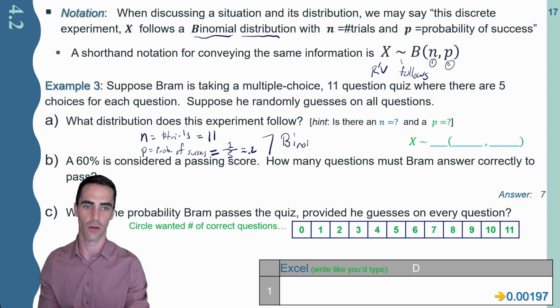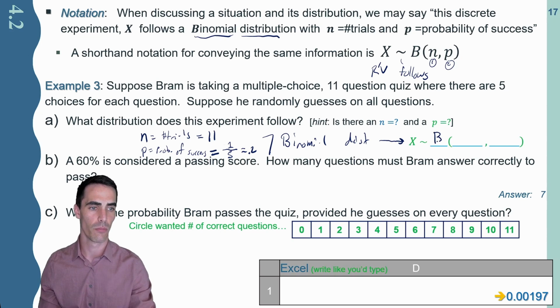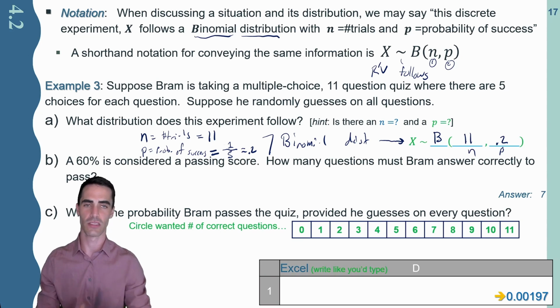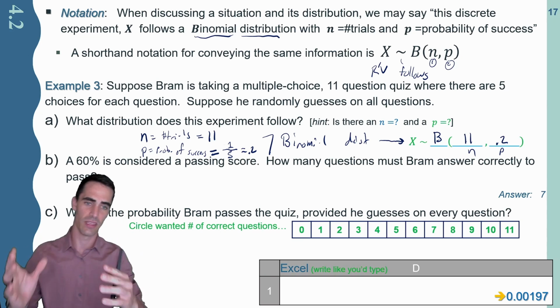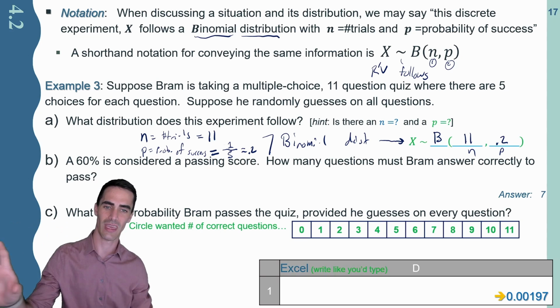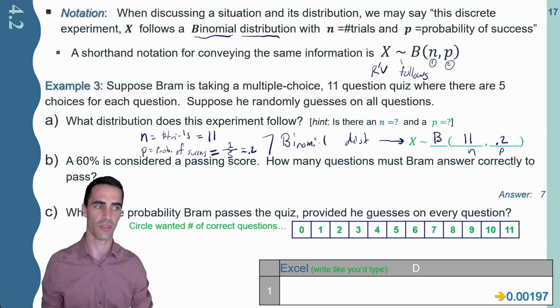I know this is going to follow the binomial distribution. Or if I want to use my new shorthand, I can say, look, x, the random variable, follows binomial distribution where n is 11 and p is 0.2. And so this is a shorthand way to condense this exact phrasing, binomial distribution, n and p. What can we do with that information?